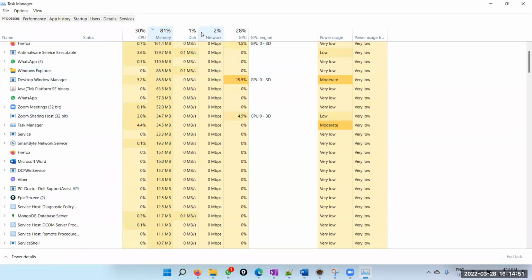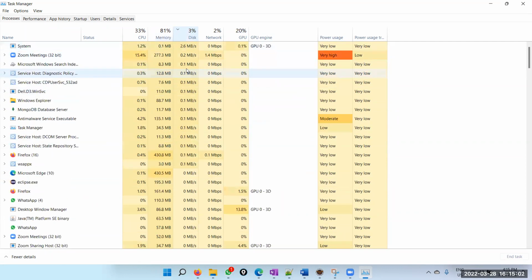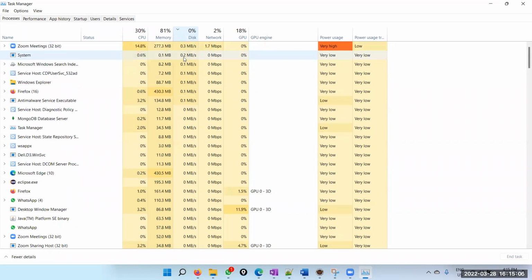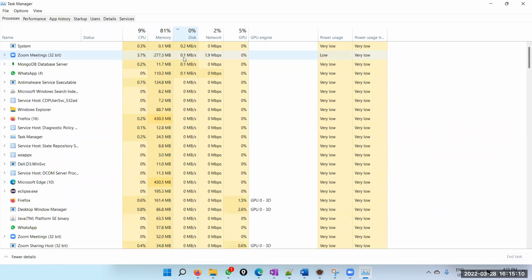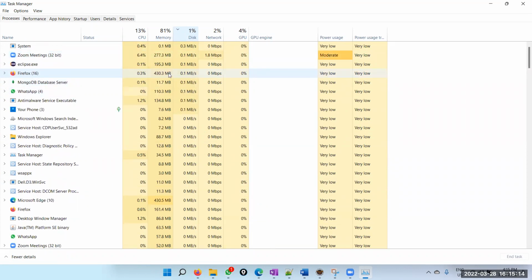Then the disk access: how frequently does it access the disk? You can see most of the processors show 0, but there are some processors which access the disk, and also you can see Zoom is accessing the disk because mainly it is saving the recording of the meeting. Of course, when it is recording, it has to keep writing to the file.